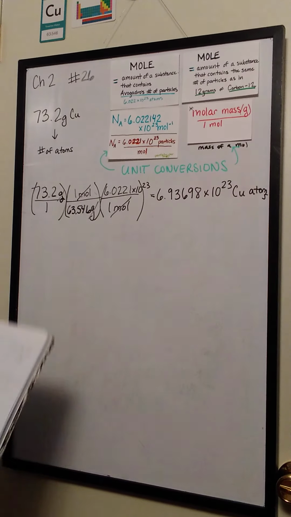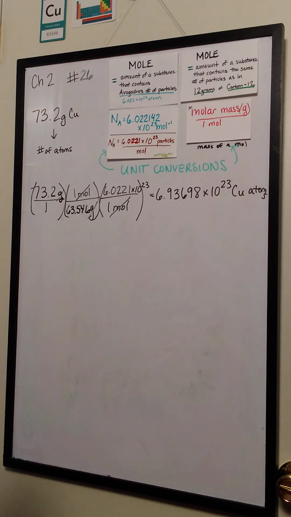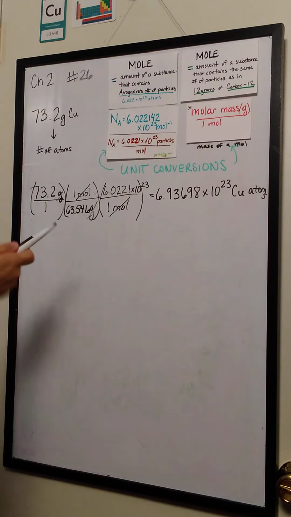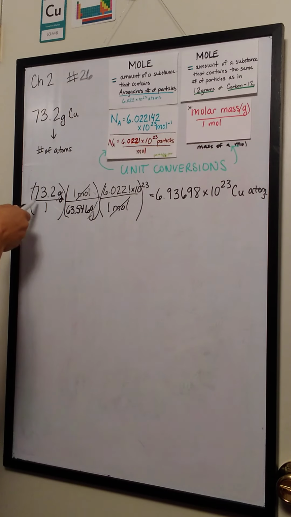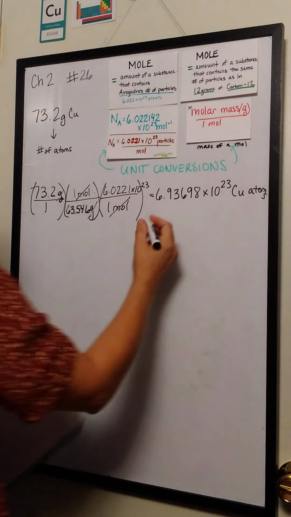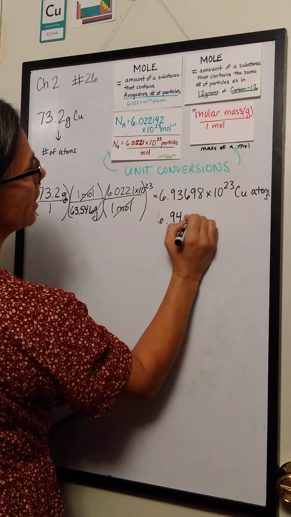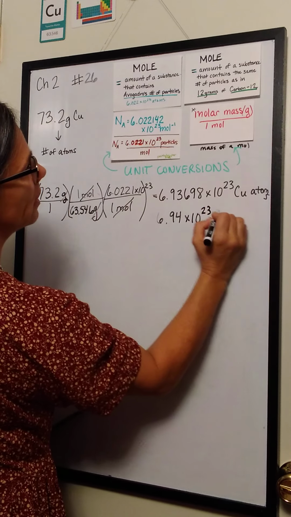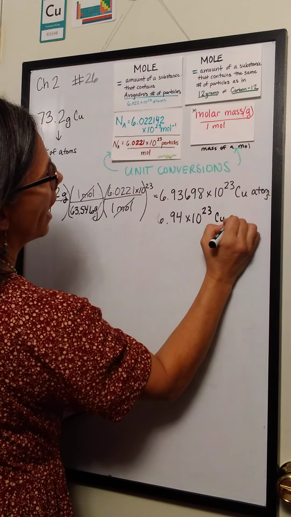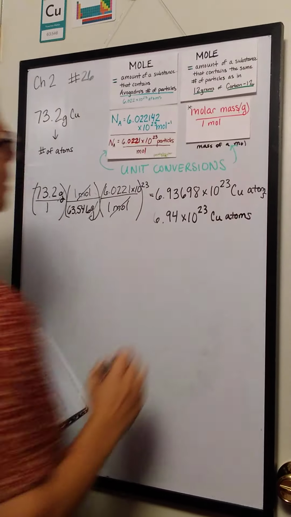But yes, we do care about significant digits. So we're going to go back to the problem and say this is all multiplication and division. So we're going to use the least number of significant digits, which is 3. So we're going to round this number to 6.94 times 10 to the 23rd copper atoms. Done.